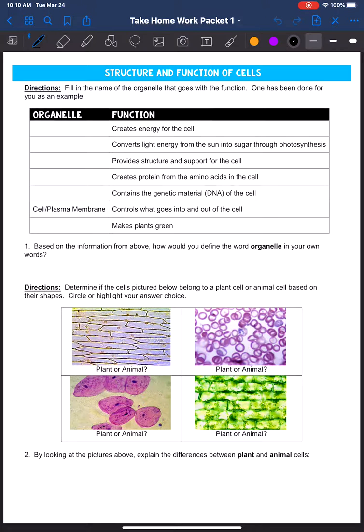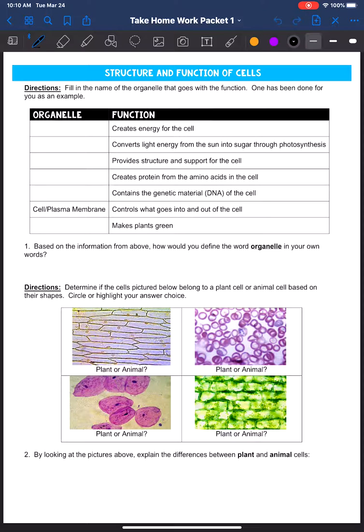All right, so looking at the structure and function of cells, this is going to come from your set of notes that show you the picture that you colored in of the animal cell, and then we had that list of organelles and their functions, and then also the plant cells, and then the list of organelles that went specifically just with the plant cell.